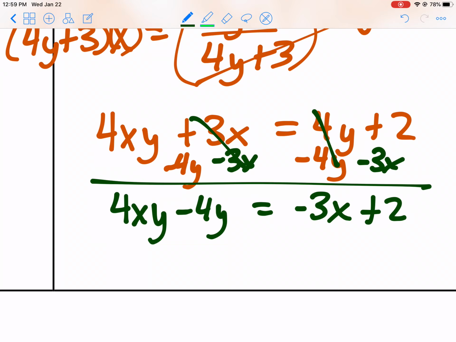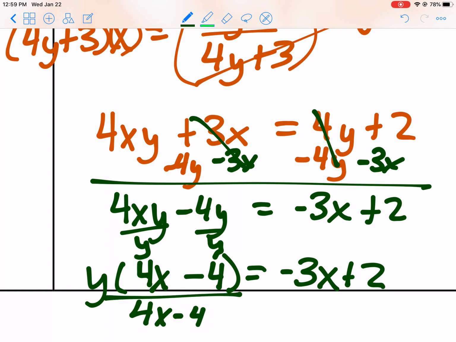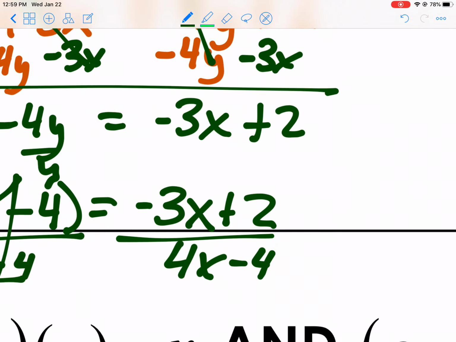Okay, we have all the y's on one side. What we'd like to do is isolate it the best we can. So we're going to factor out y and write it as a factored expression. 4xy divided by y is 4x. Negative 4y divided by y is negative 4. Okay, we have a single y in the whole problem, but 4x minus 4 is being multiplied by it, so we're going to divide both sides by 4x minus 4. When I do that, 4x minus 4 divided by 4x minus 4 is just 1. So I'm left with 1y over there, and then there's my answer.